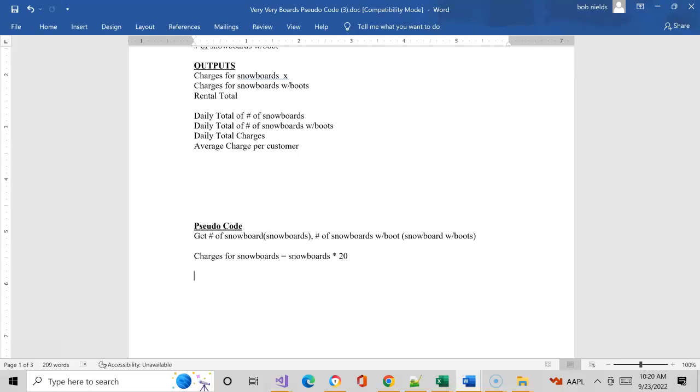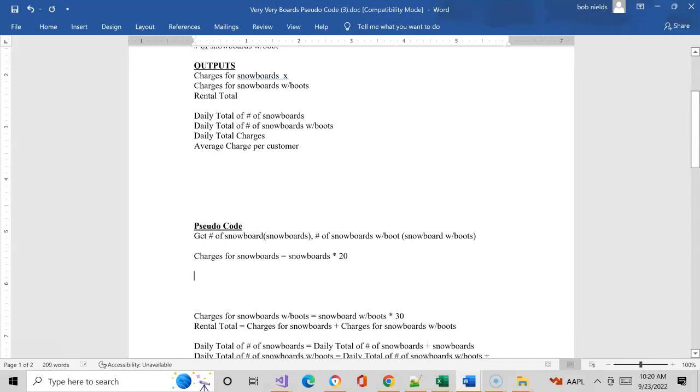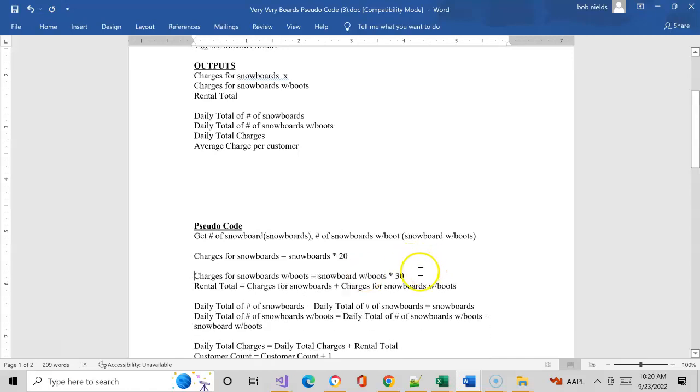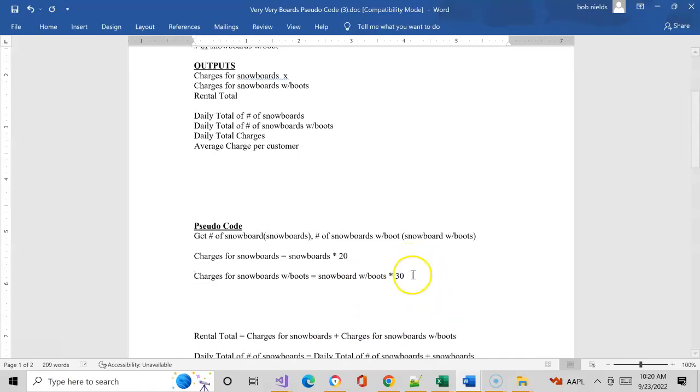I promise you, if you do that, and if you focus on that and actually do it the way I'm telling you to do it, this becomes very easy and you can solve the most complex problem going. Solve for one output at a time. So that means my next output is charges for boots. Let's go ahead and do this one. And this one's going to be charges for snowboards with boots equals snowboards with boots times 30.